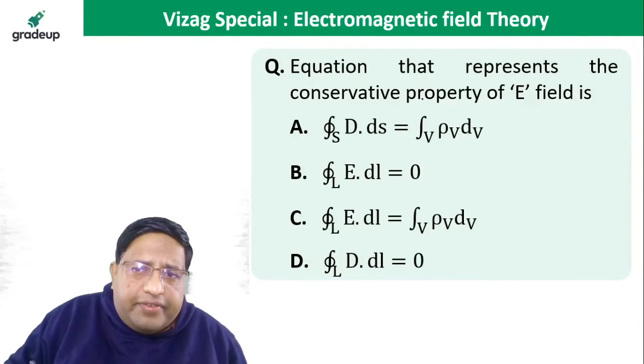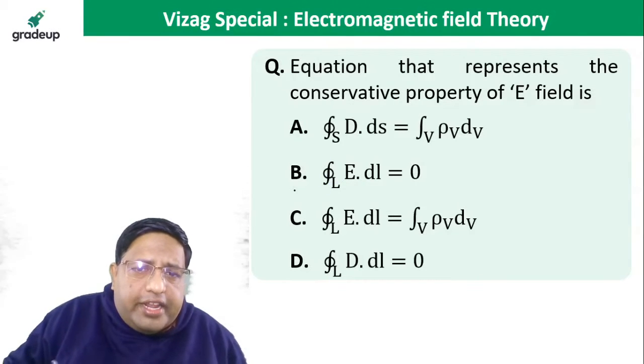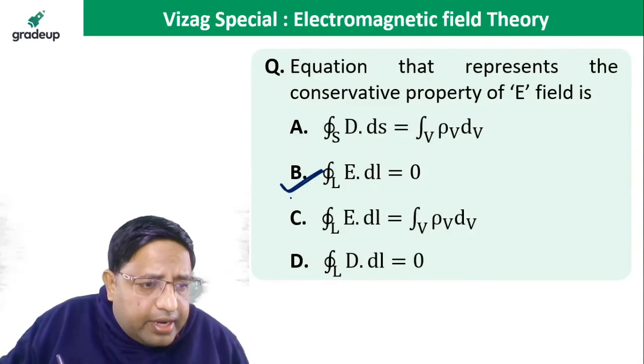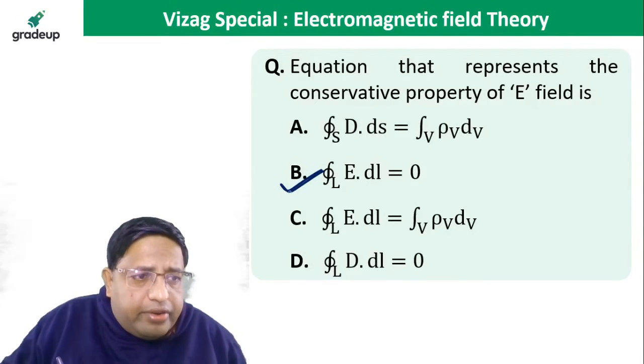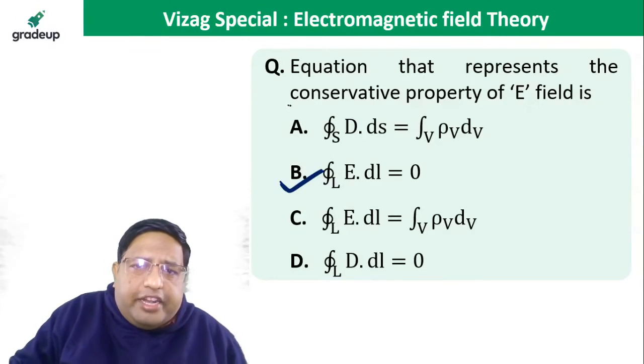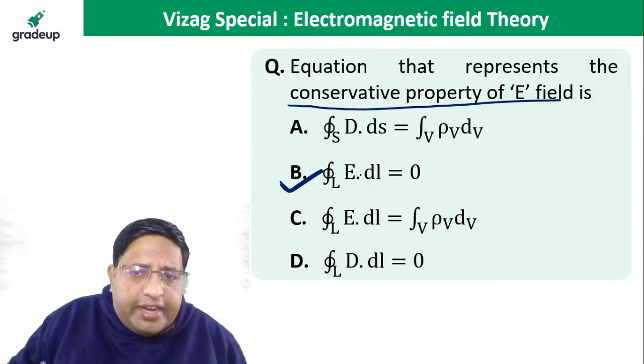Conservative property means net work done is zero. And what is the conservative property? Conservative property is closed line integral of E dot dl is 0. Ravi Shruti is giving the B. Very good. B is the correct answer. Conservative property of the electrical field is closed line integral of E dot dl is equal to 0.